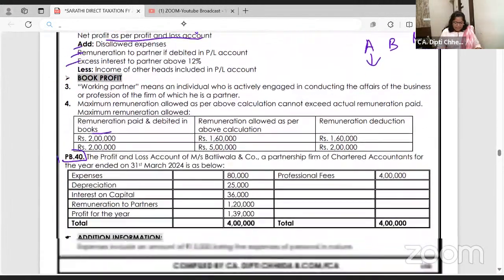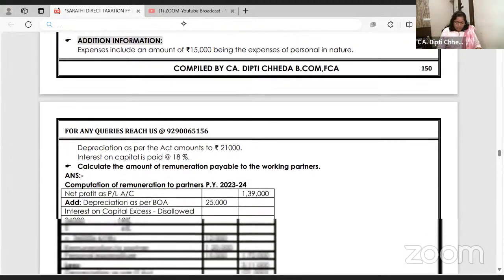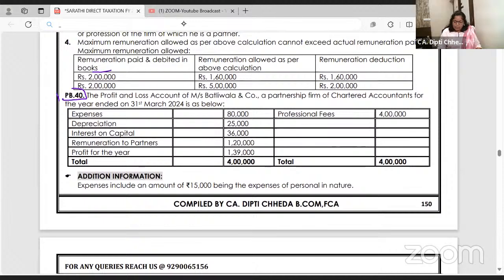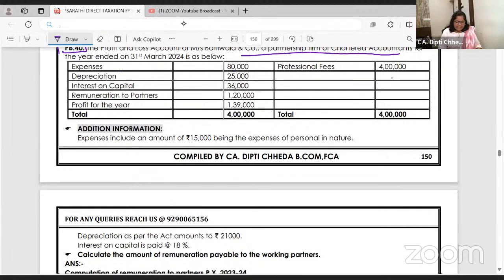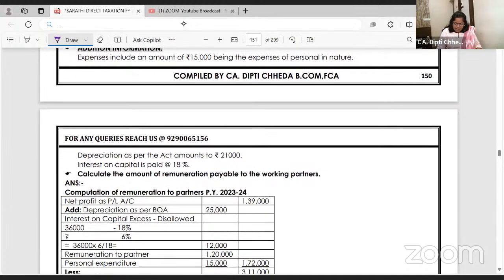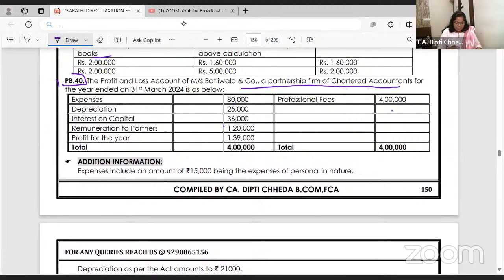Ma'am, how will we do this? Look, let us solve a problem. The profit and loss account of Batliwala & Co., a partnership firm of chartered accountants, is given to you. Say professional income is there, expenses are there, depreciation, interest, remuneration, and net profit. Start the answer with net profit, 1,39,000.